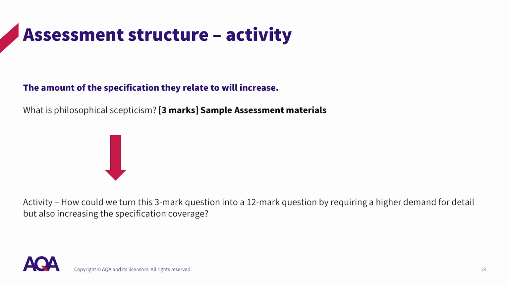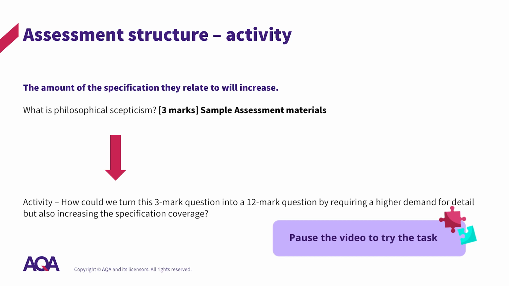Let's now consider the jump from a 3-mark question to a 12-mark question. On screen is a question you may recognise from the sample assessment materials available on the AQA website. This 3-mark question asks, what is philosophical skepticism? How can this question be developed into a 12-mark question, requiring a higher demand of detail and also increasing the range of specification it relates to? You may wish to pause the video whilst you consider your response.